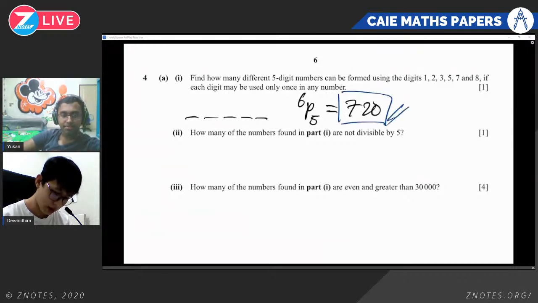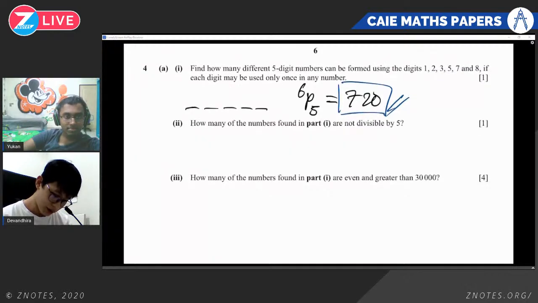Box your answer. How many of the numbers found in part I are not divisible by 5? So how can we look for this? You can find any of the numbers that are divisible by 5. So that means they end in 5 or 0. And you can subtract that from your initial answer from part I. Exactly. Because there's no 0 in our digits, we only have to care about the 5, correct? Okay, so our last slot is filled with 5.